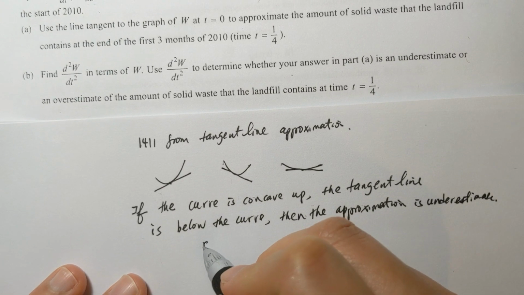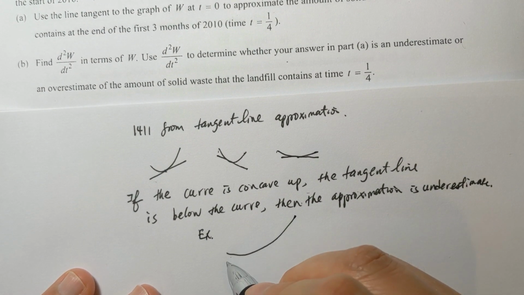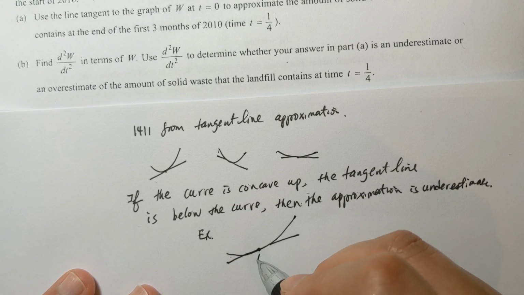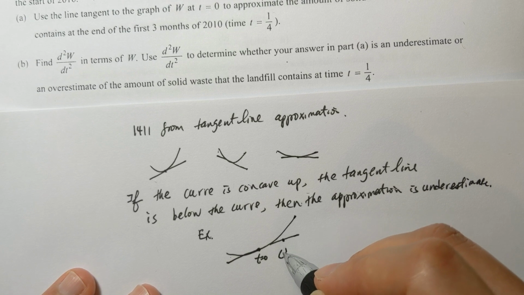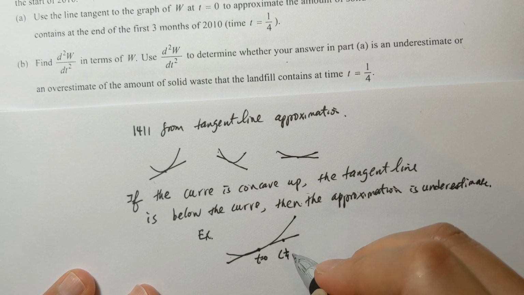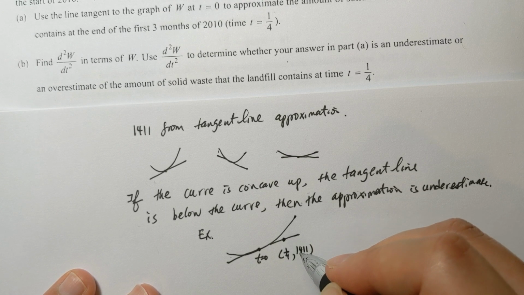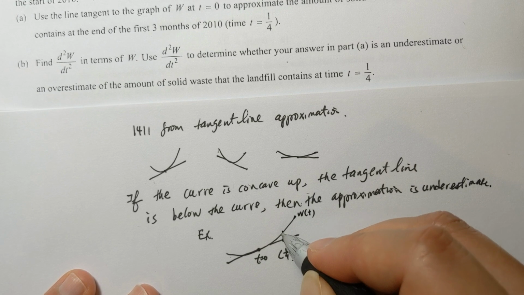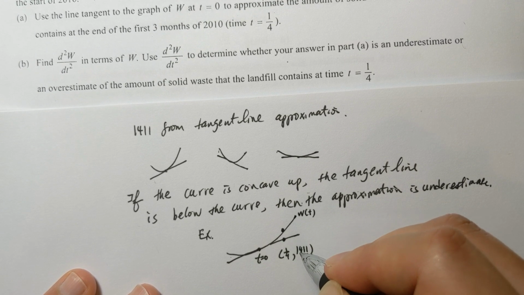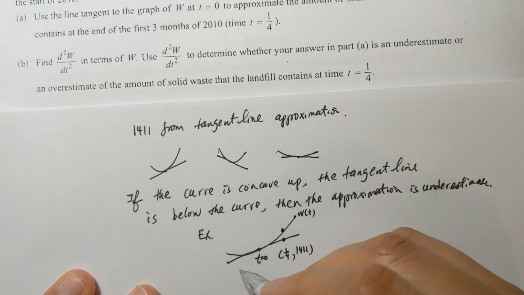So for example, we don't know how the W looks like. If this is the W, then at t equal to 0, t equal to 1.4 should be on the right side, and then 1.4, 1.1. So this is 1.4, comma 1.4, 1.1, and this is the W(t). So definitely the 1.4, 1.1 is below the actual value if the curve is concave up.